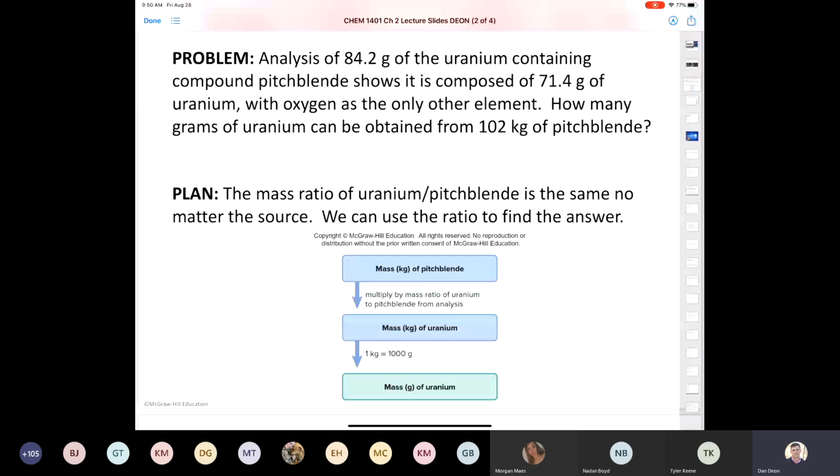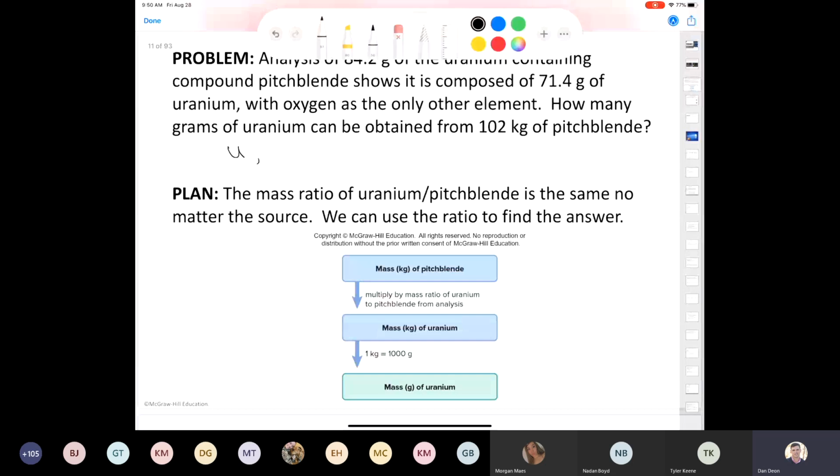It says here, an analysis of 84.2 grams of the uranium-containing compound pitchblende shows it is composed of 71.4 grams of uranium with oxygen as the only other element. So this compound is made completely out of uranium and oxygen. The atomic symbol for uranium, I'll help you out, is U, and the atomic symbol for oxygen is O. Not much of a stretch on that one, is there? It asks, how many grams of uranium can be obtained from 102 grams of pitchblende?